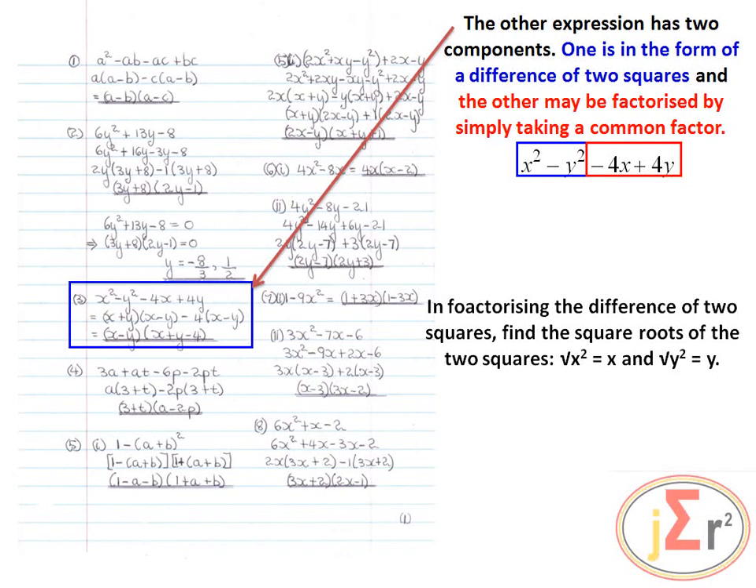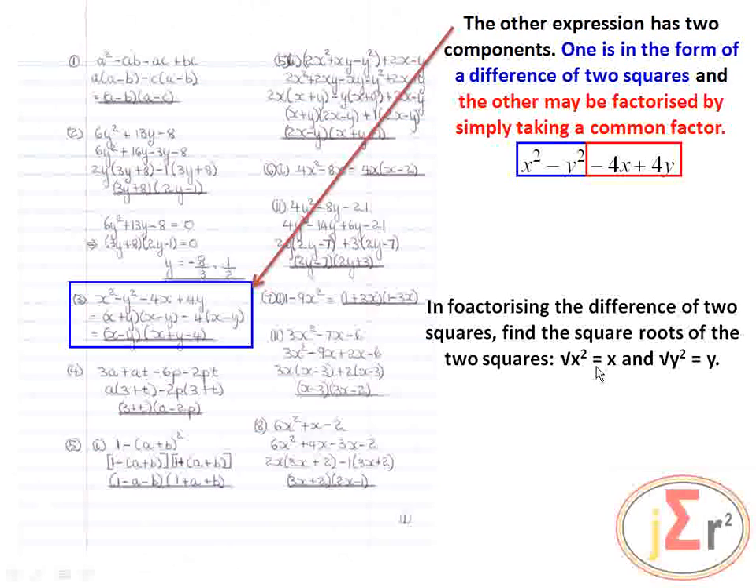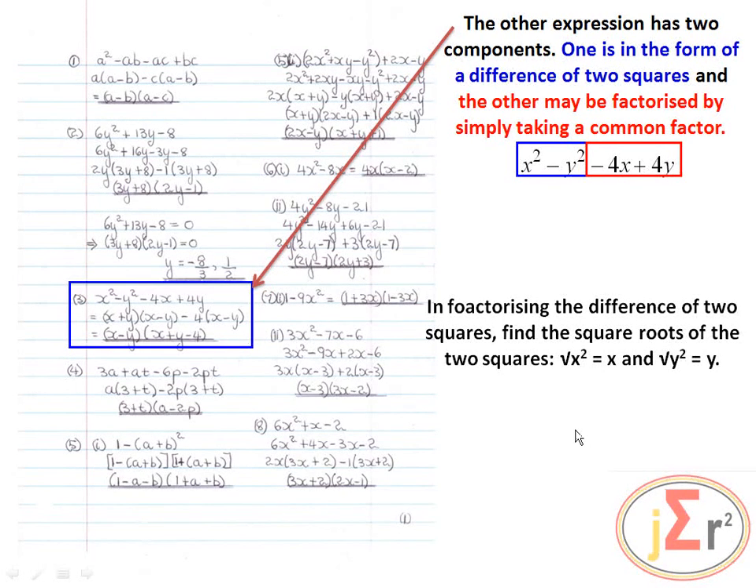In factorizing the difference of two squares, find the square root of the two squares. So we have two squares here, x squared and y squared, and those are in a difference of two squares. They are a difference, or representing a difference of two squares, because we have this negative sign here that tells us that we are subtracting. Subtracting is the same as finding the difference. So that is what we are doing right there.